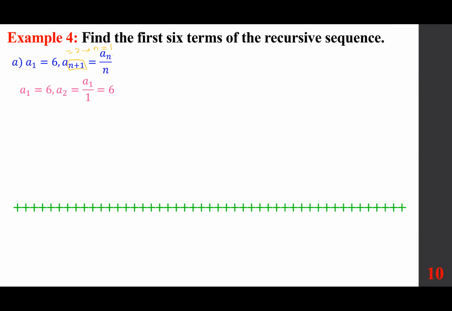The next one is a sub 3. I want to make sure we understand this. So if this number is 3, then n becomes 2, right? The one before that. We want a sub 3, which is equal to a sub 2 divided by 2. A sub 2 divided by 2. So we have a sub 2, 6 divided by 2, we get 3.